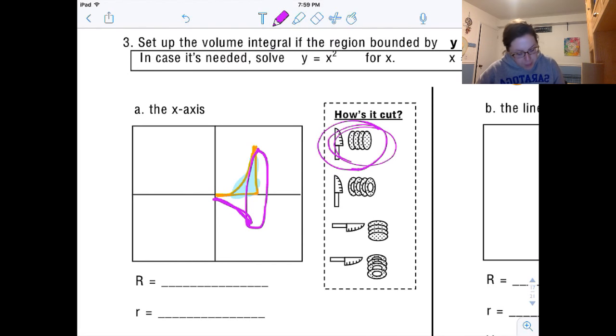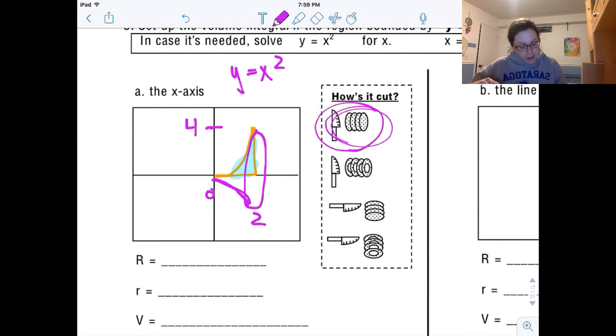And remember here, this is 0, this is 2, and how high up does this go? Well, that's y equals x squared at x equals 2, right? So this would be at 4. So my outer radius and my inner radius here. Let's start with the outer radius. Outer radius going from my axis of rotation to the edge. That edge is x squared. So it would be x squared minus 0.